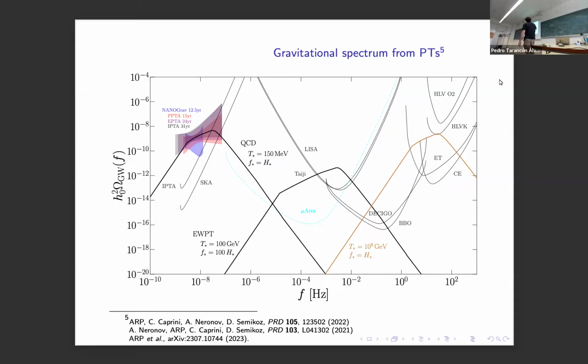You can see the current observations by pulsar timing arrays. This was from the 12.5 years of NANOGrav in 2020, actually, so now it's a bit updated. But the point is that if there is a signal produced around the QCD scale, this would also be completely compatible with the signal, as well as with a stochastic background coming from supermassive black holes.